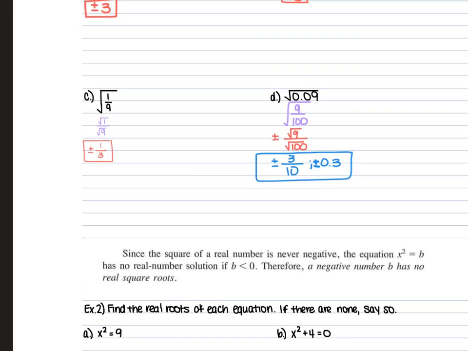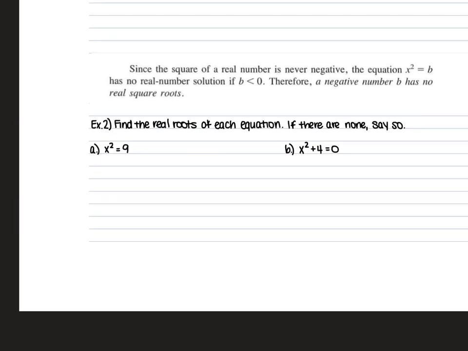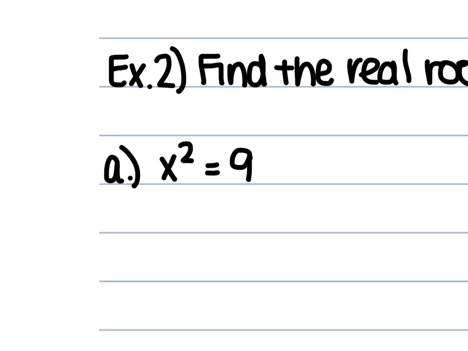If we look at our next part, we're finding the real roots of each equation. If there are none, we're saying so. So if we look at the first example, we have x squared is equal to 9. If it's just x squared plus a number, x squared minus a number, we're going to move that term to the other side to where we have the x squared by itself. And then we would take the square root of both sides. So here, because that 9 is positive, we can do this, and x is just going to equal plus or minus 3.